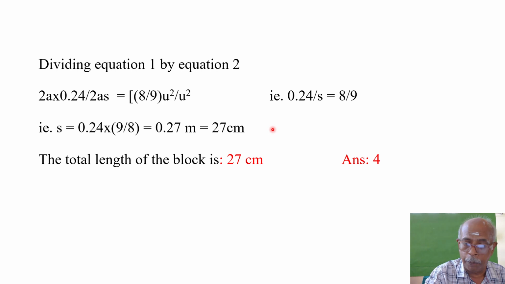As per the options given to you, you are converting from the SI unit to the centimeter. So 0.27 meter is equal to 27 centimeter. So what becomes the total length of the block, sir? Because the bullet comes to rest exactly at the other end, the distance traveled is 27 centimeter. So the total length of the block is 27 centimeter. Option 4 is the right answer.